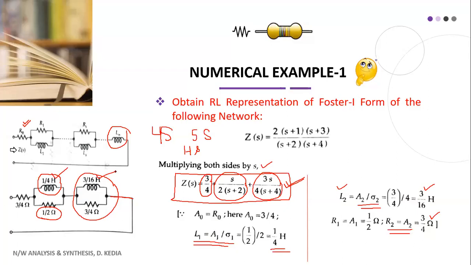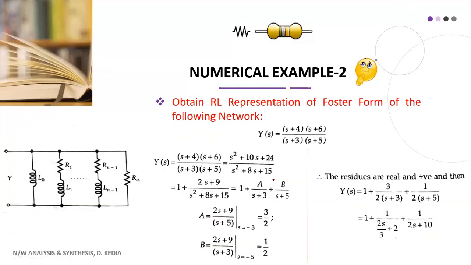And see, more or less almost 90% of this numerical is related to whatever concepts we have discussed. Okay, so this is your RL representation of Foster 1 form of network. Fine. Now let us move to the second numerical.